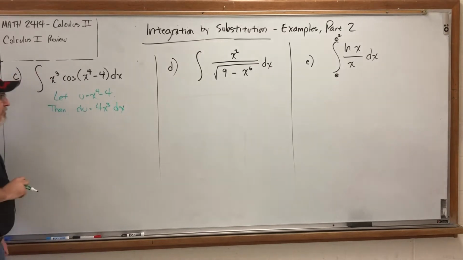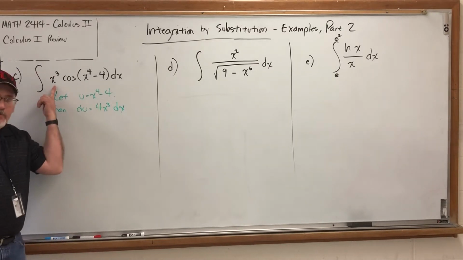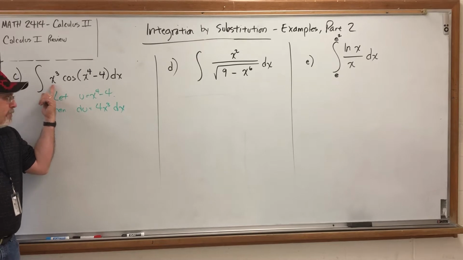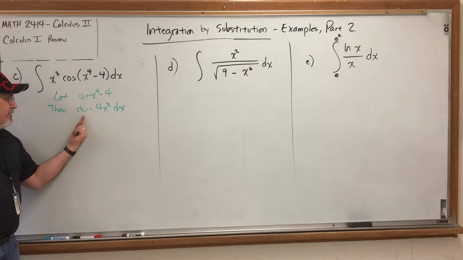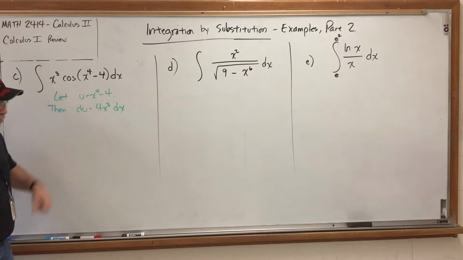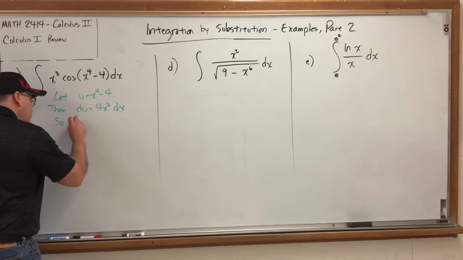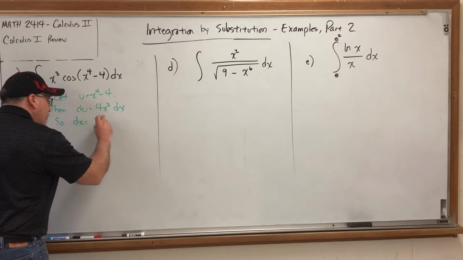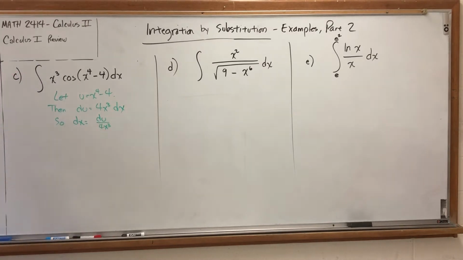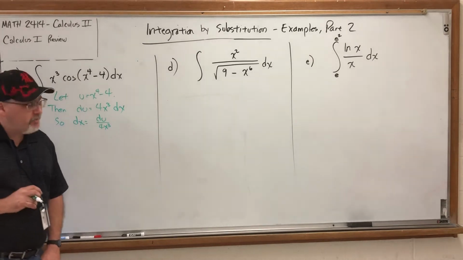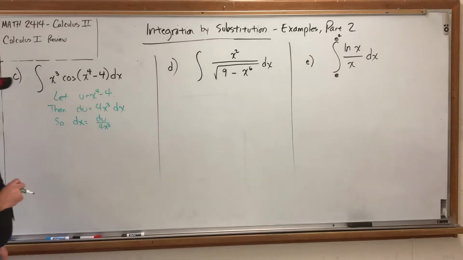And if you'll notice, there's already an x to the third power in the problem. That's kind of important because when I solve this for dx, there will be an x cubed underneath here that will cancel that x cubed. So dx would equal du over 4x cubed. Now we're not doing a definite integral, so we don't need to fiddle with limits of integration. We'll save that for that one over there.